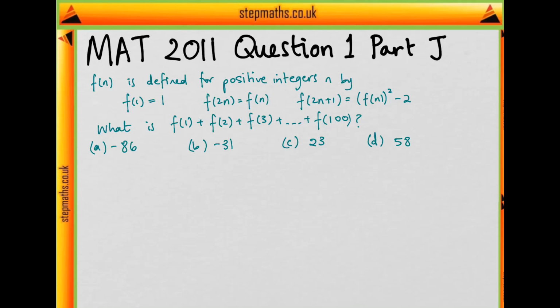Hi, in this video I'm going to go through part J of question 1 on the 2011 math paper. So here they've told us that f(n) is a function which is defined for positive integers n by these rules.